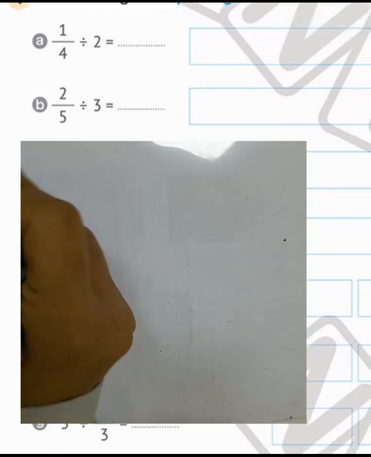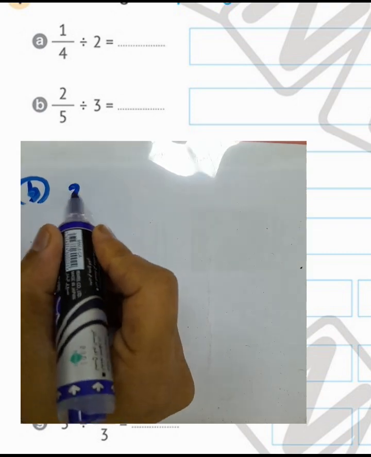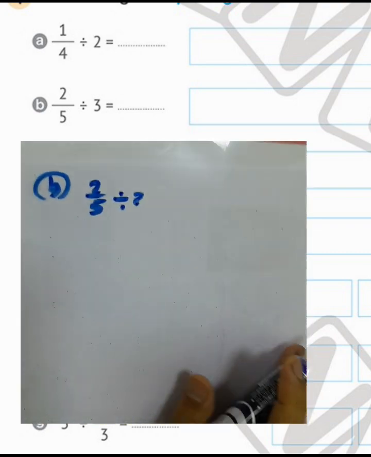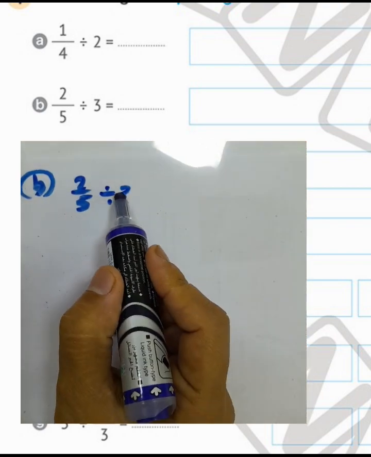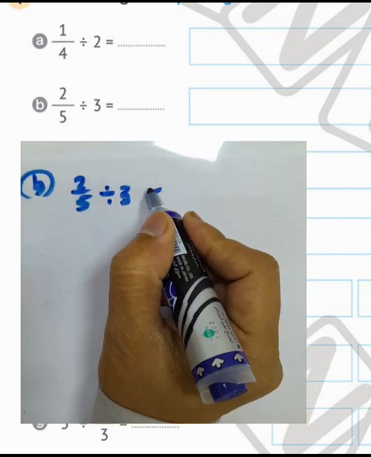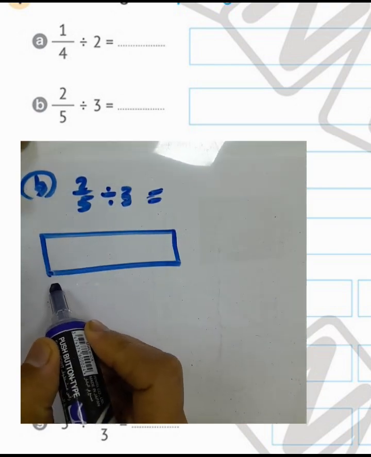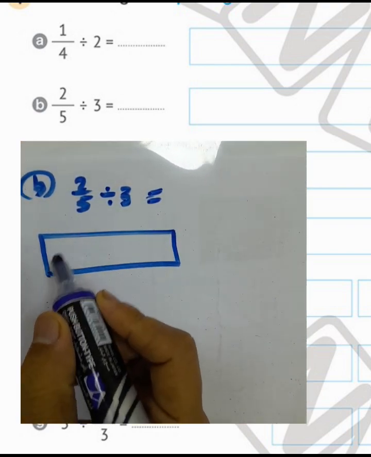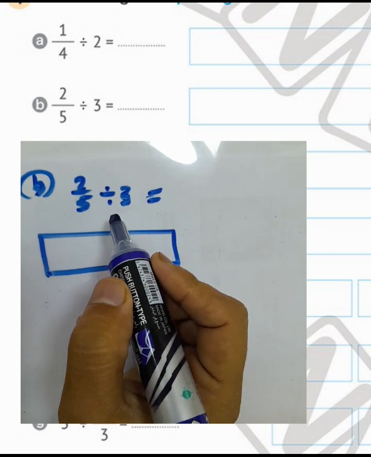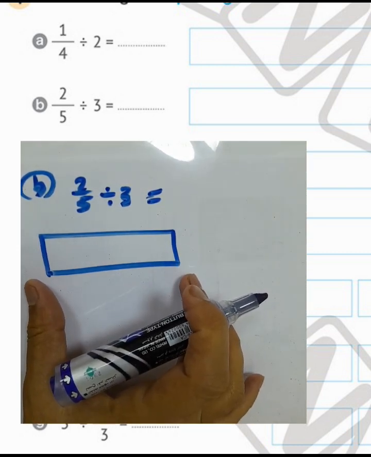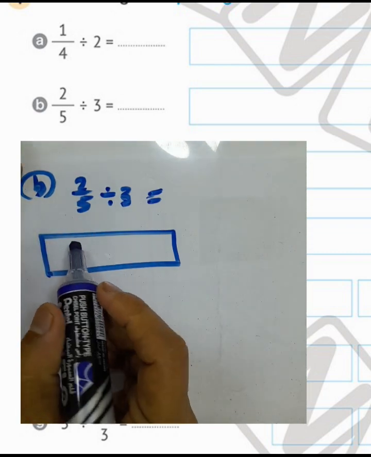Question letter B. We have 2/5 divided by 3. How can we solve this example? First step, we will draw one model. Okay, we have 2/5 divided by 3. Draw one model and divide it into 5 parts.